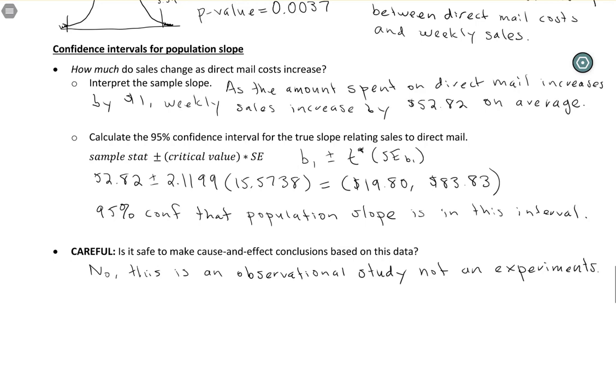So remember, just calculating a p-value or a confidence interval, that's not going to determine your scope of inference, right? How far you can actually extend your conclusions is also dependent on the study design.